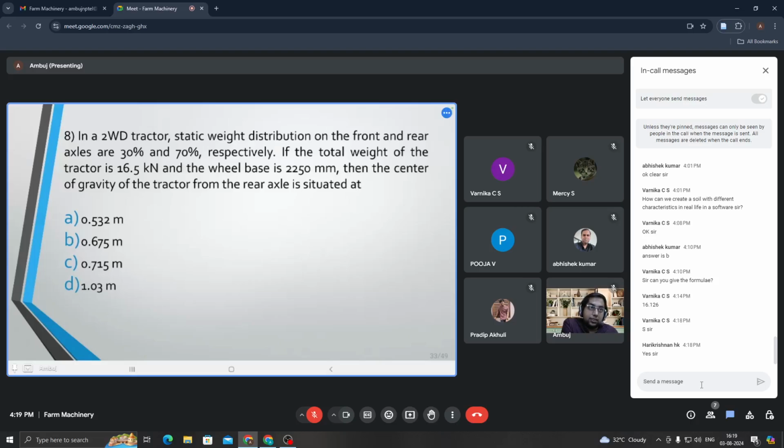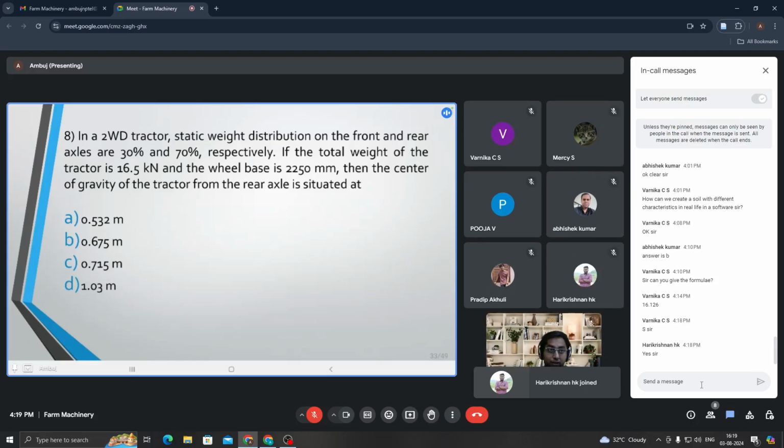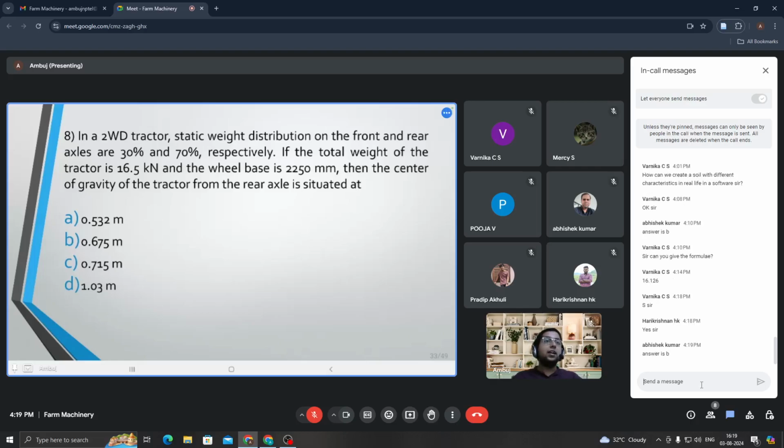Remember, in this type of question, I am asking the CG from the rear axle. Sometimes the options are set in such a way that one would be from forward, another one would be from backward. Just to confuse you, particularly in GATE examination, this is very common. Yes, answer is B. Good. You have solved it. Very nice.